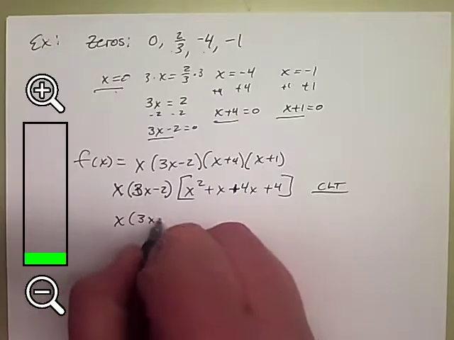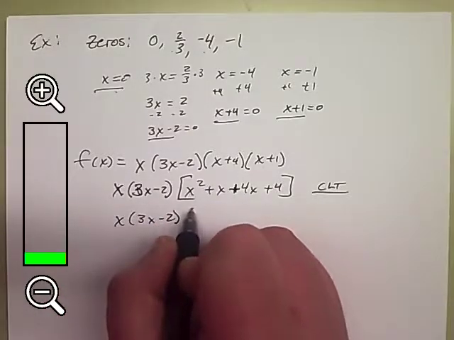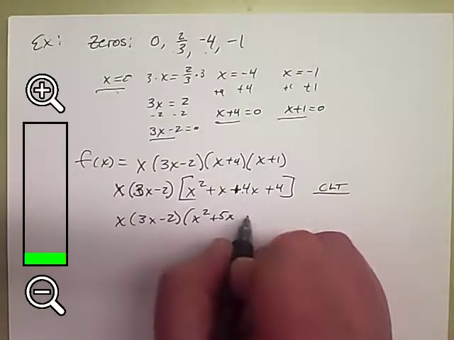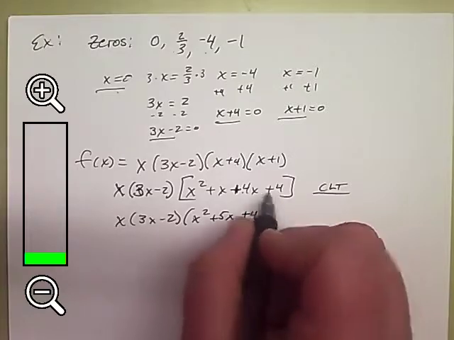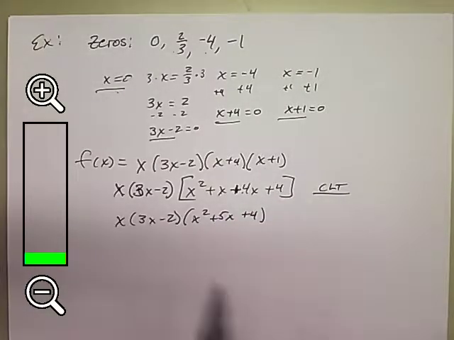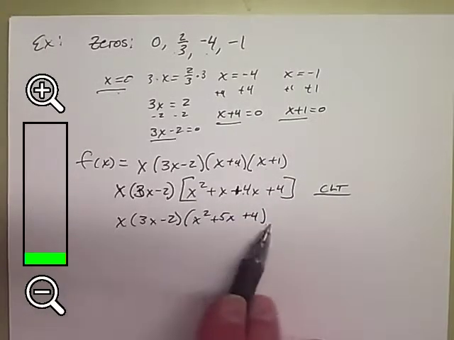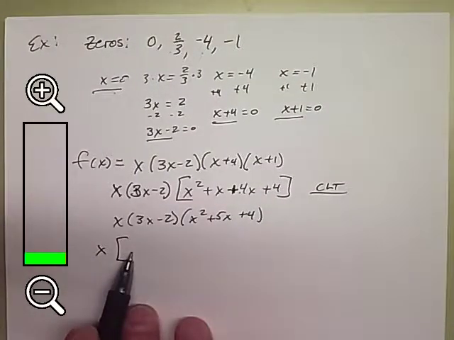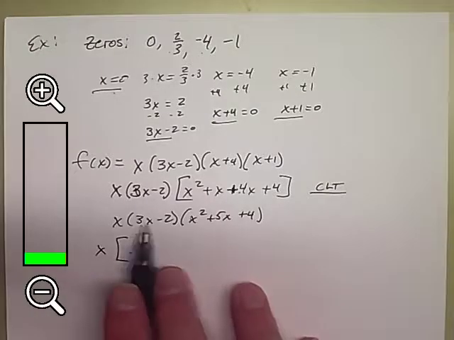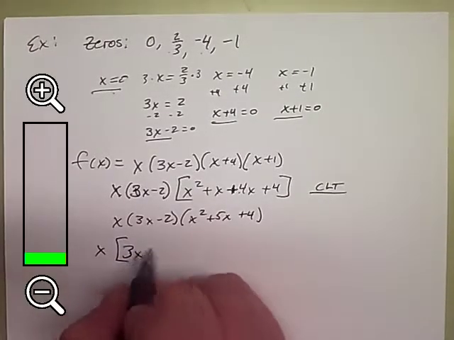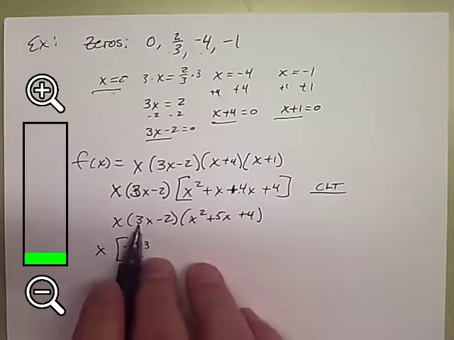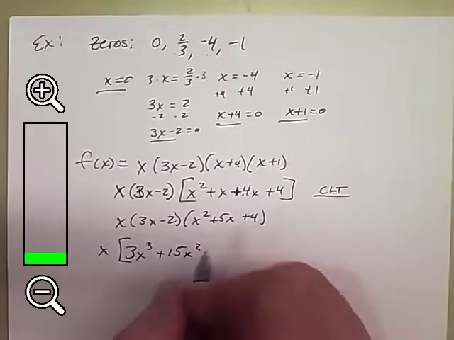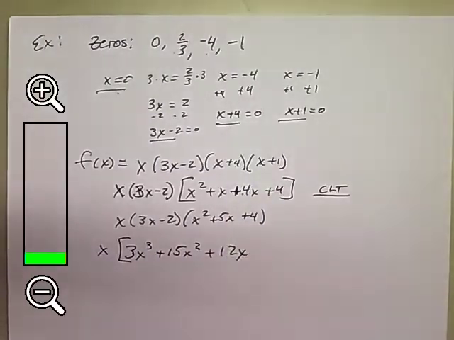X times 3x minus 2. And now I have x squared. X plus 4x is a positive 5x plus 4. Now I'm going to multiply 3x minus 2 with this trinomial. So the x goes here, and my brackets, because I have to do a little bit of simplification. So 3x times x squared is 3x to the third. 3x times 5x is a positive 15x squared, and 3x times 4 is a positive 12x.